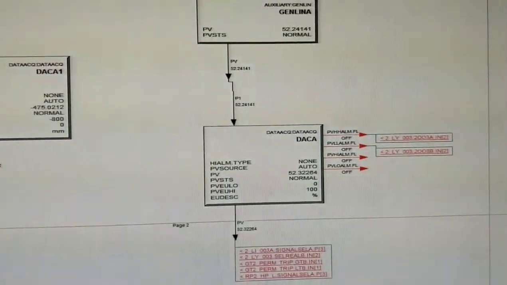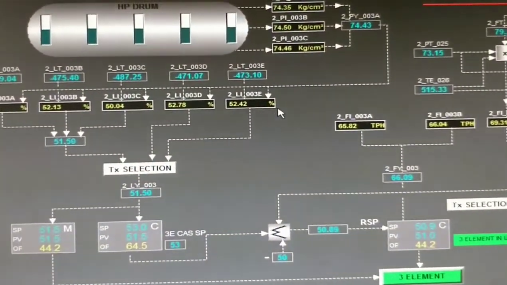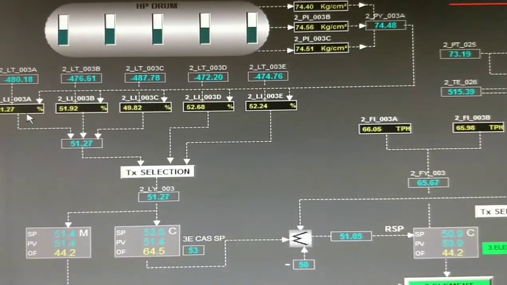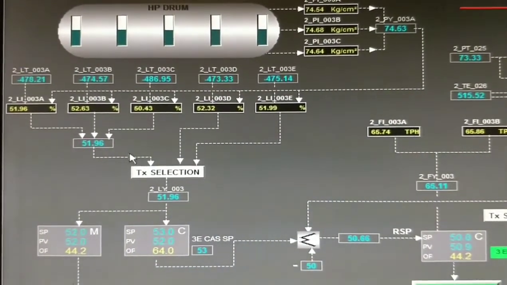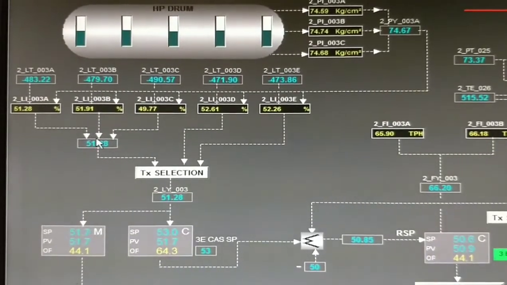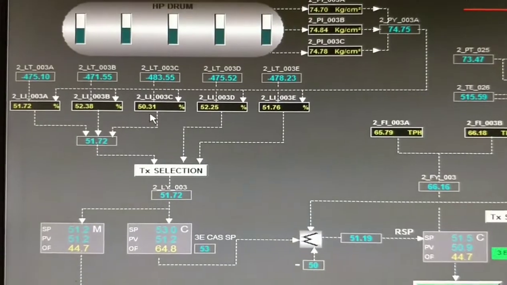So here we have already seen the detailed compensation formula. These are the 5 compensated drum levels. Here 51.96 is the average. This value is the average of these 3 level transmitters.